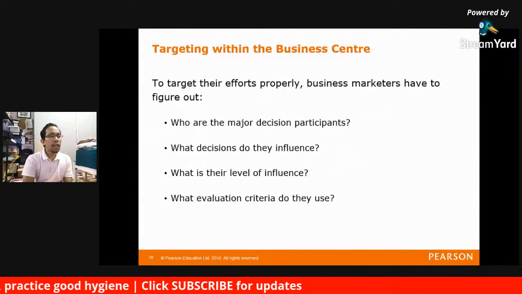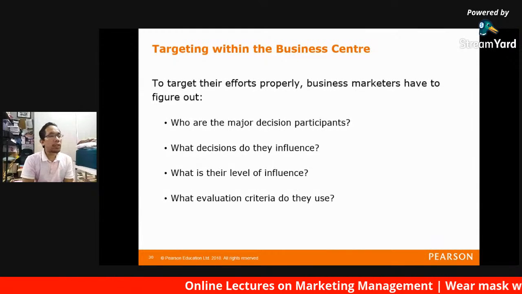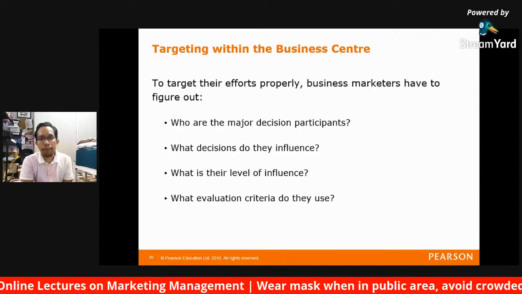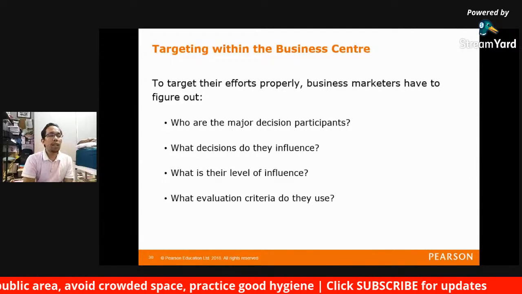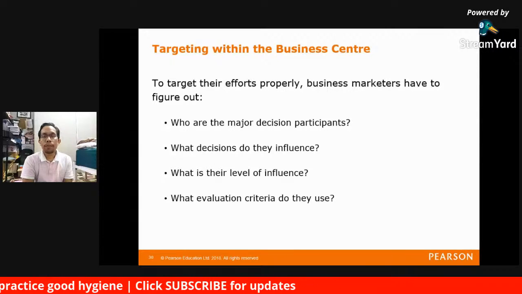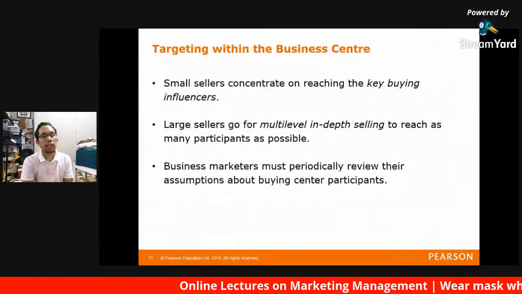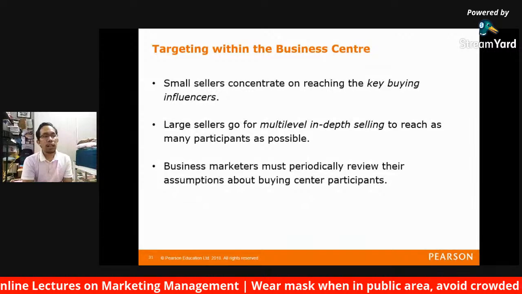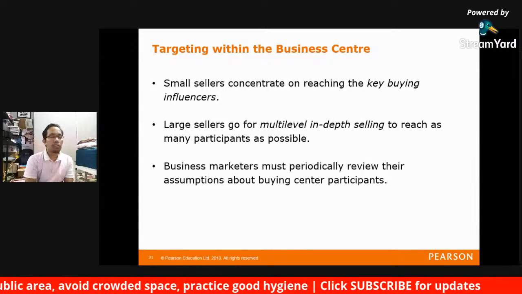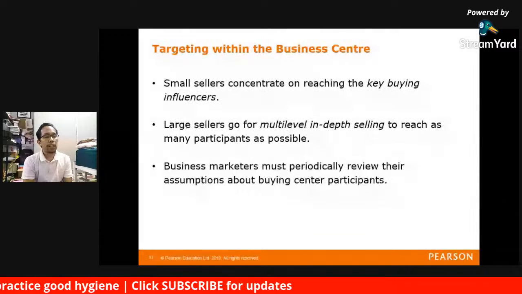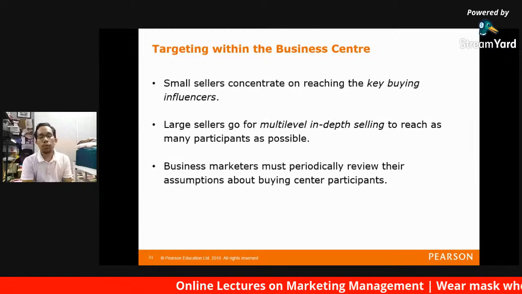To target their effort properly, business marketers have to figure out who the major decision participants are, who is involved, what decisions they influence, what their level of influence is, and what evaluation criteria they use. Small sellers concentrate on reaching the key buying influencer. Large sellers go for multi-level in-depth selling to reach as many participants as possible. Business marketers must periodically review their assumptions about buying center participants. We need to monitor closely.